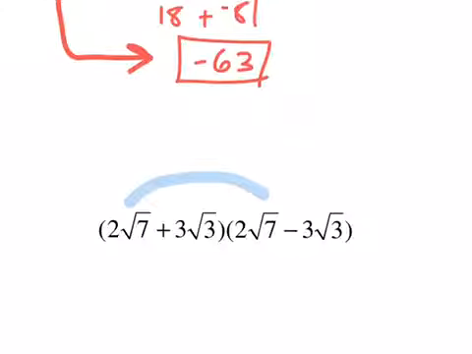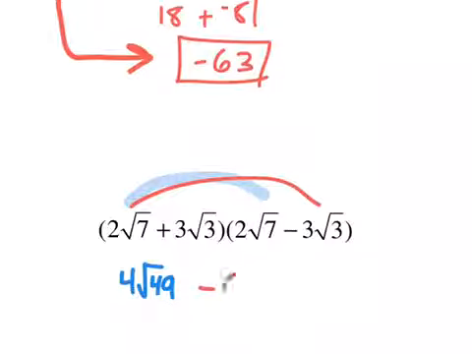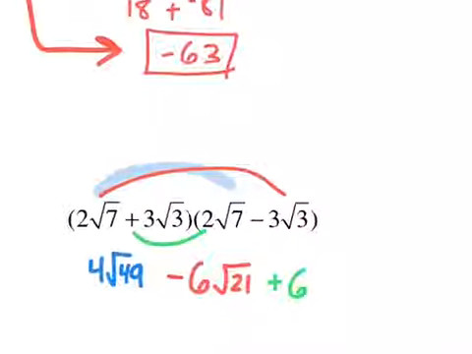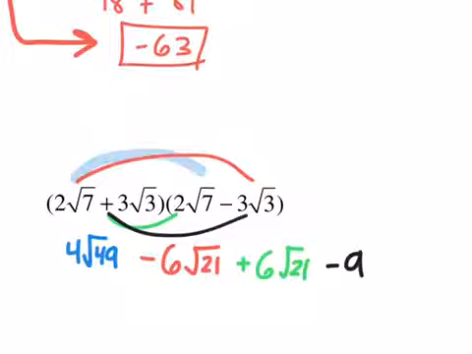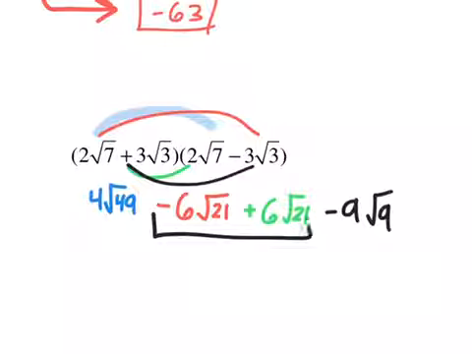2 square root of 7 times 2 square root of 7 will give us 4 square root of 49. We'll come back for that. Then we'll get to subtract 6. Now remember, we're multiplying here, so those radicands on the inside will multiply. Here we'll get a positive 6 square root of 21. Then ending with a negative 9 square root of 9. That came from the 2 3s on the outside multiplying, the radicands multiplying to get the 9.